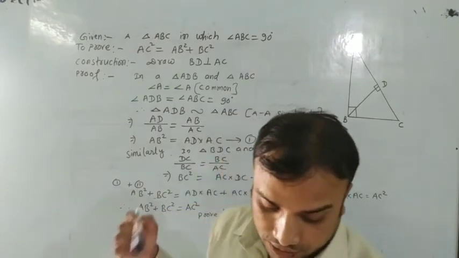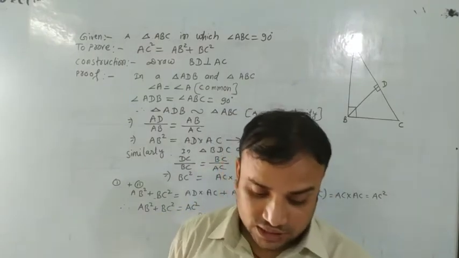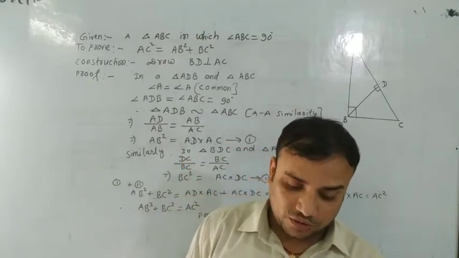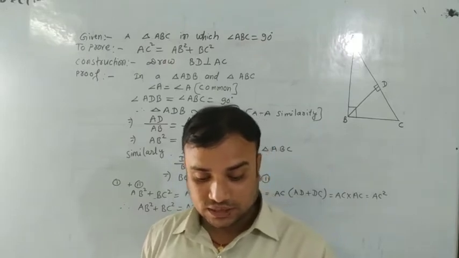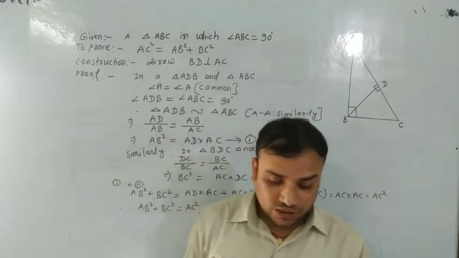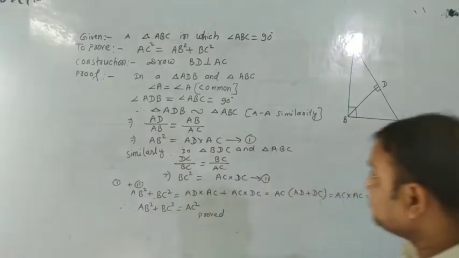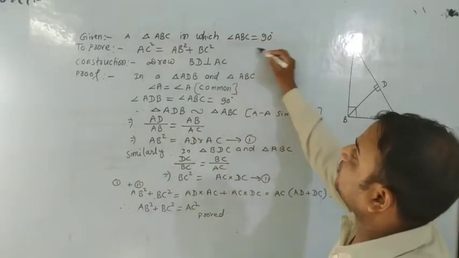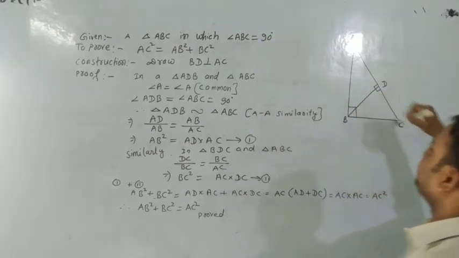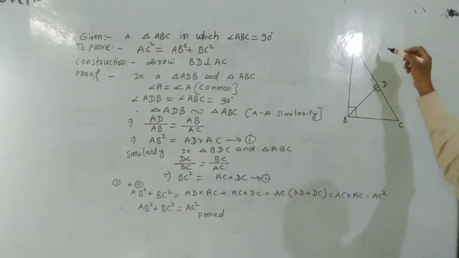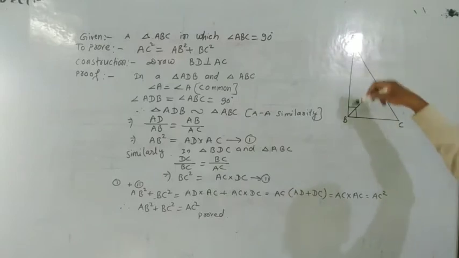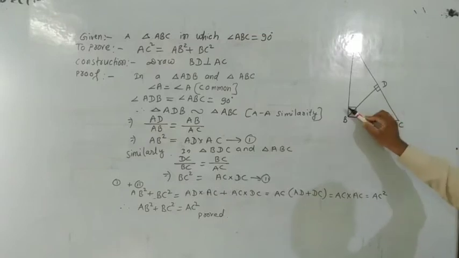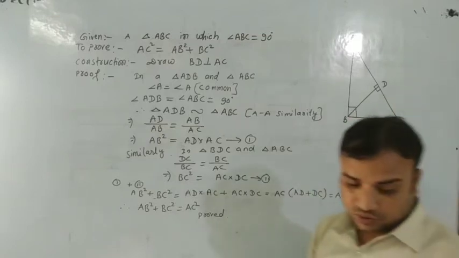Now the converse. It states that in a triangle, if the square of one side equals the sum of the squares of the other two sides, then the angle opposite to the first side is a right angle. That means when this value is given, you prove angle ABC. If a triangle is given with AC square equal to AB square plus BC square, then the longest side's opposite angle is 90 degrees. Okay, dear students.